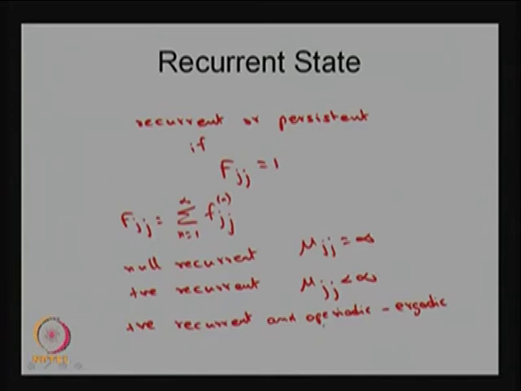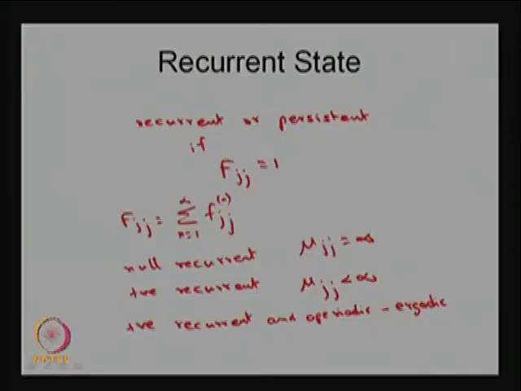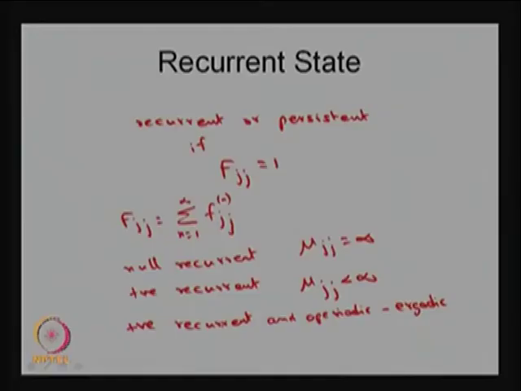That means the greatest common divisor of all possible steps in which the system comes back to the same state is 1. If the period is 1 and it is positive recurrent, that is, it is recurrent and the mean recurrence time is a finite quantity, then it is called an ergodic state. In a Markov chain, if all the states are ergodic, that means all the states are positive recurrent as well as aperiodic, then we call that Markov chain itself an ergodic Markov chain.